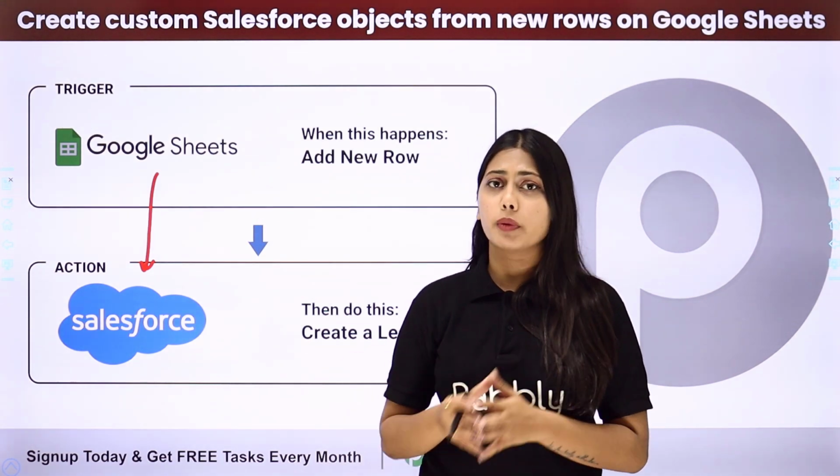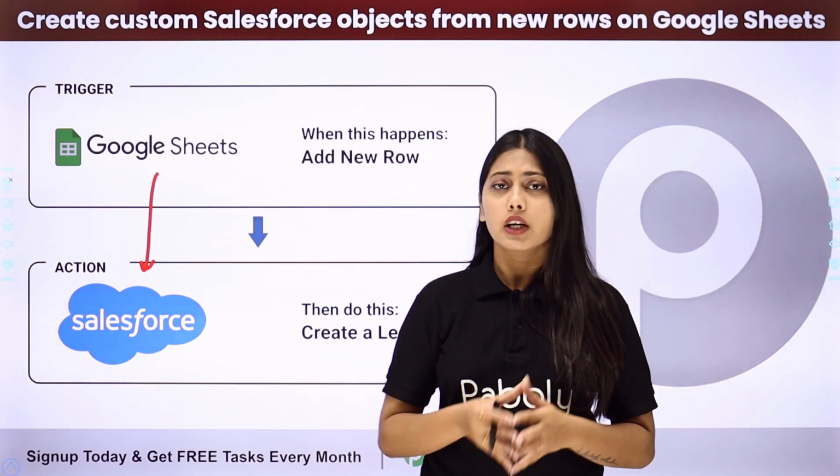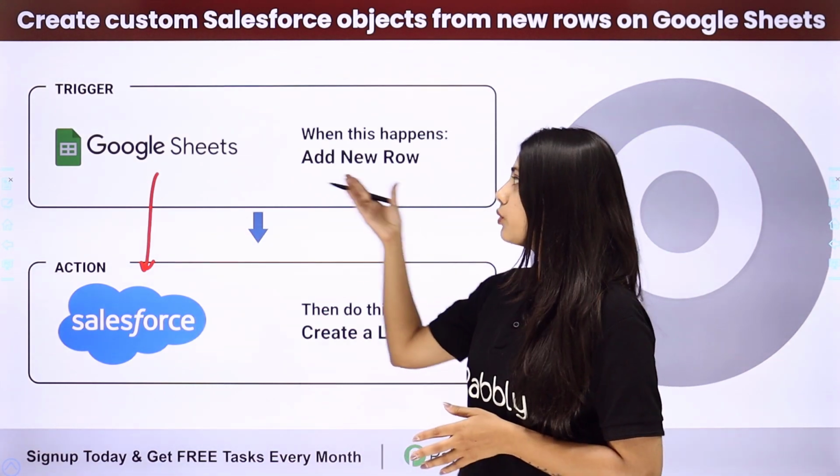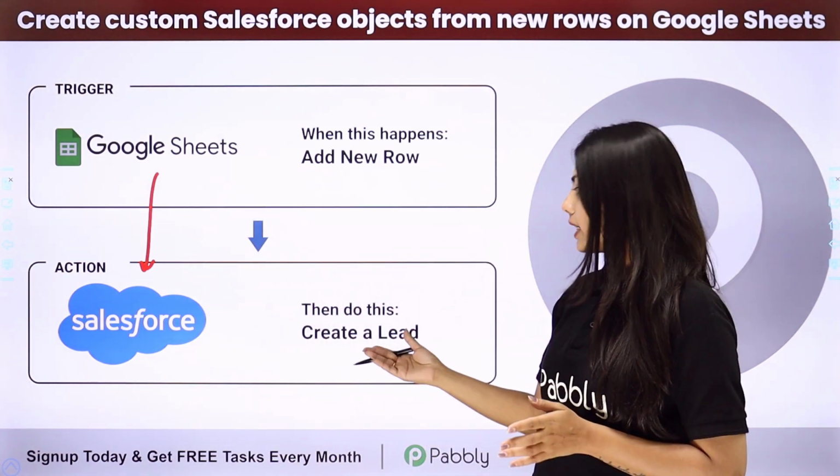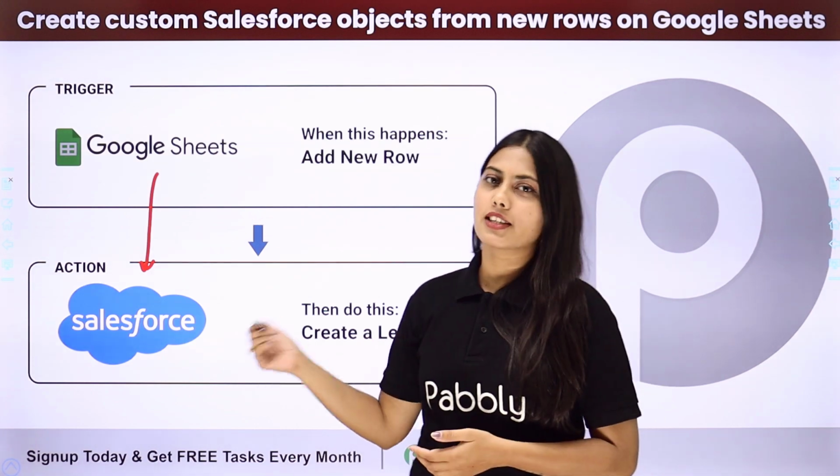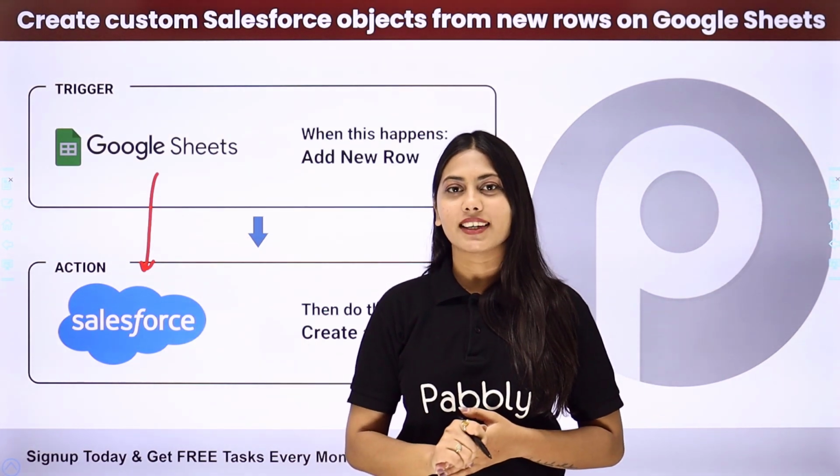So this will be an automation that we will create using Pabbly Connect, where our trigger will be adding a new row in Google Sheet and our action will be to create a lead, customer or a contact in Salesforce. Let us learn how to do that.